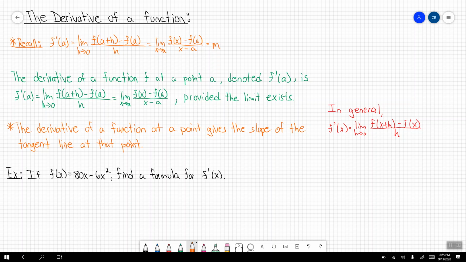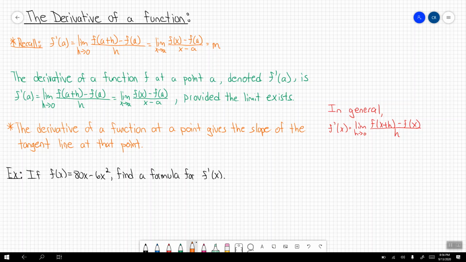So in general, if we want to find a general formula for the derivative of a function, then instead of substituting a value of a, we'll just leave it in a general sense in terms of x. More specifically, the derivative of a function at a point gives the slope of the tangent line at that point. That was the previous section, what we were working on previously. But for now, for the first example, we want to find a formula for the derivative of this function.